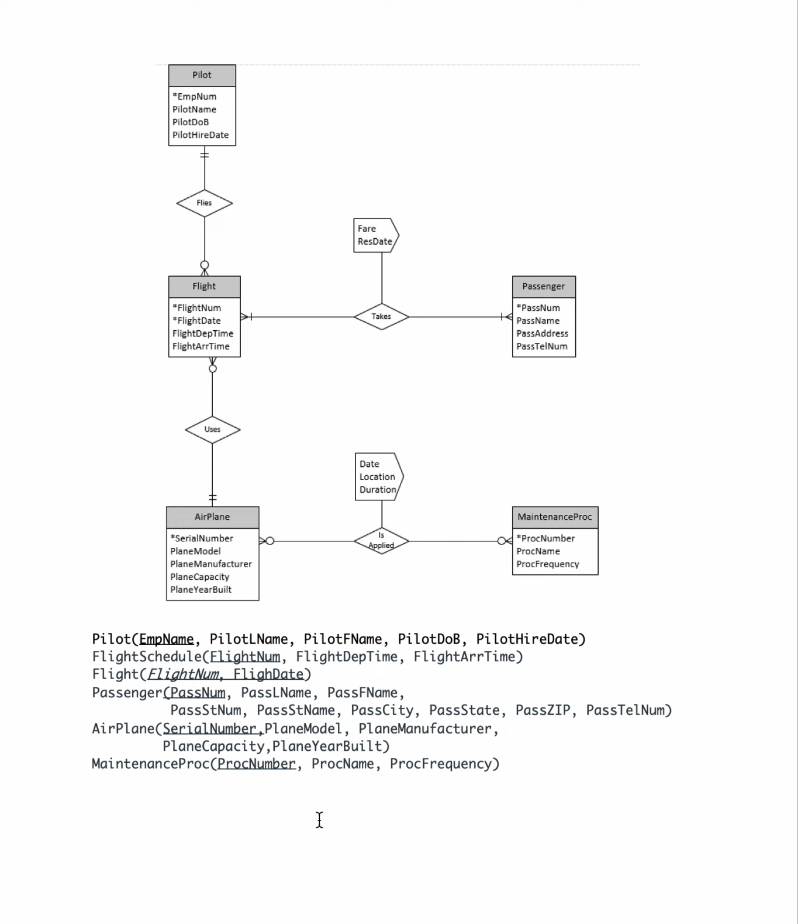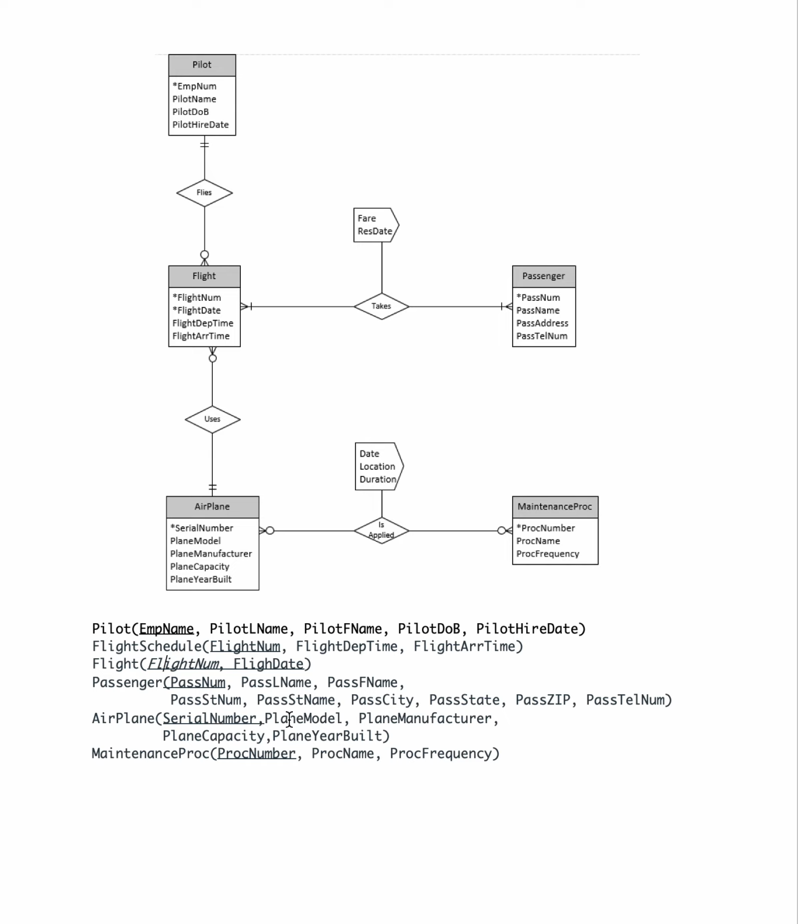Now we need to test whether the tables are in third normal form. Are there any transitive dependencies between the attributes? It's likely that there is a transitive dependency in airplane, because once we know the plane model, we can assume that we know the plane manufacturer and the plane capacity. In other words, plane manufacturer and plane capacity are functionally dependent on plane model. So this violates third normal form, and we're going to pull this one apart as well.